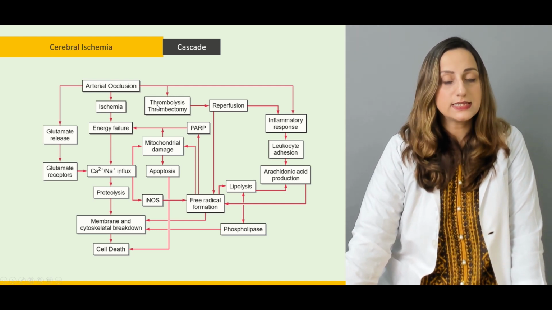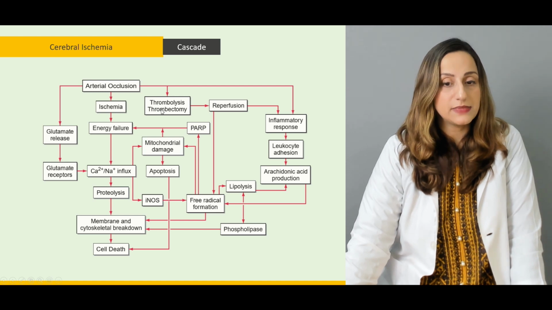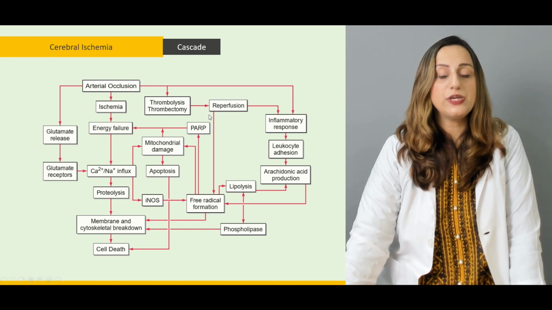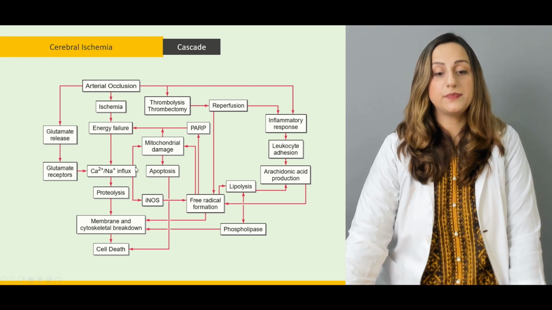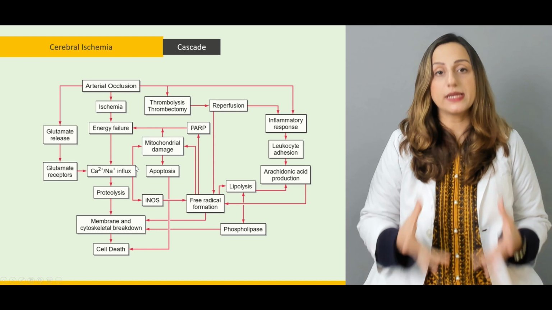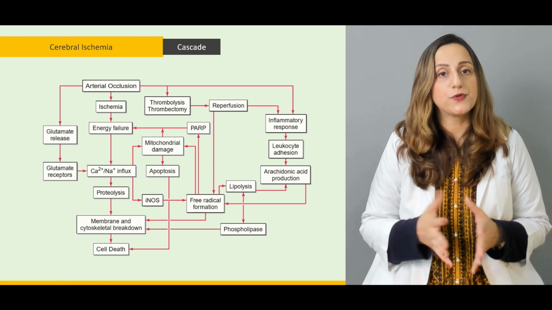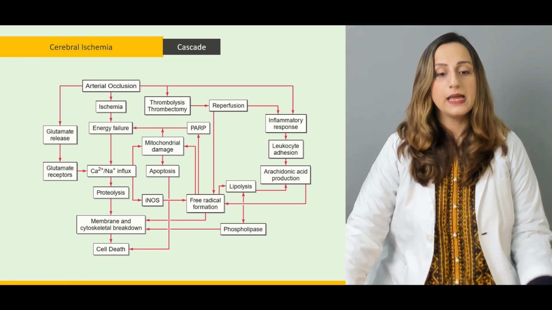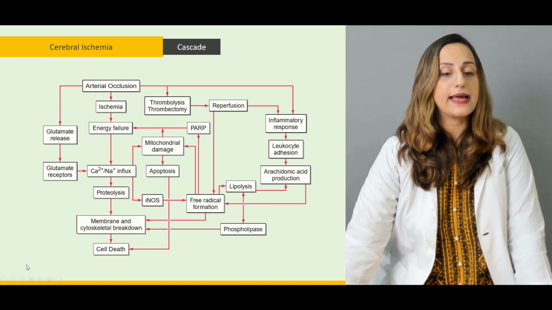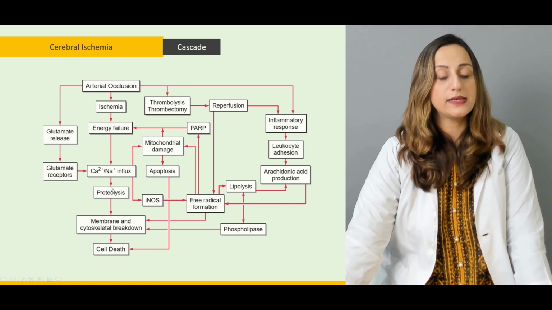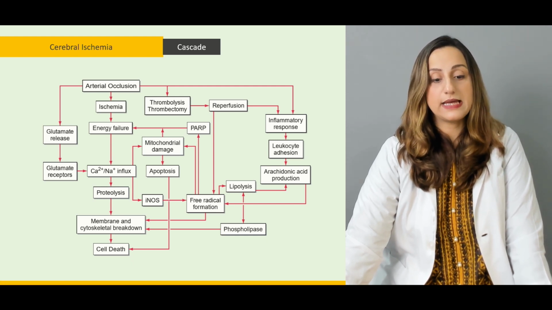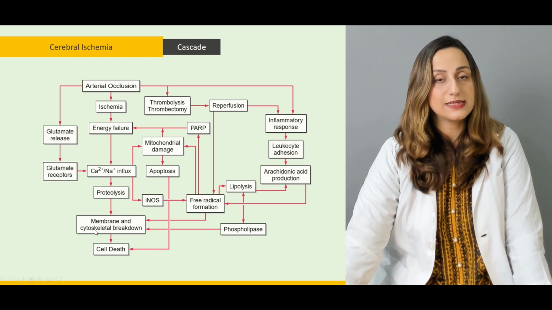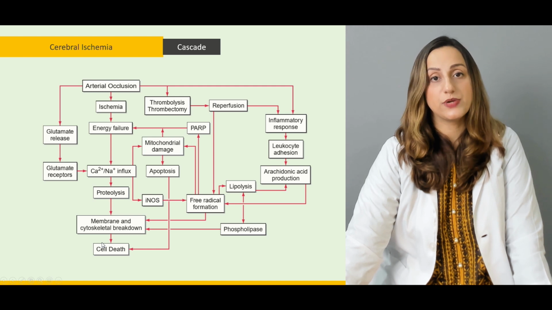Thrombolysis or thrombectomy is going to result in reperfusion, even of the damaged cells that are apoptotic or necrotic in the individual. There's going to be reperfusion of all those areas. Now what happens here is the calcium and sodium influx is going to release the proteolytic activity of the enzymes, which results in membrane and cytoskeletal breakdown, and finally the cell death of the brain tissue occurs.